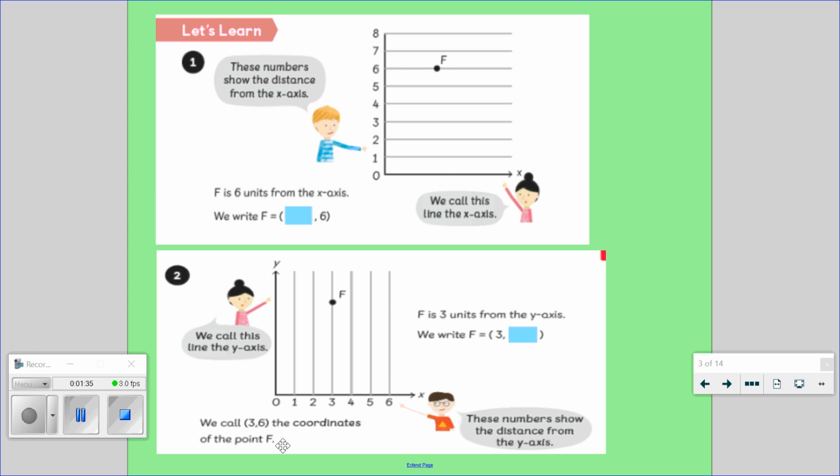Have you noticed that the first number shows us the horizontal or side-to-side distance, and the second number shows us the vertical or up and down distance? One way to remember this is you go along the corridor and up the stairs.